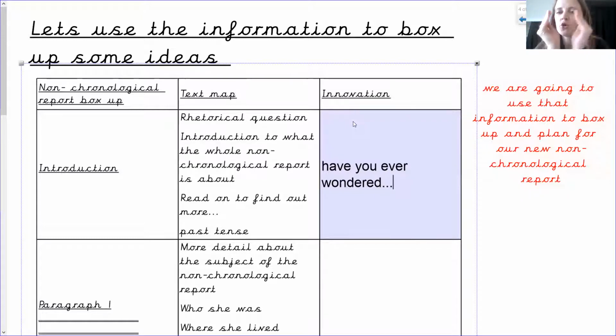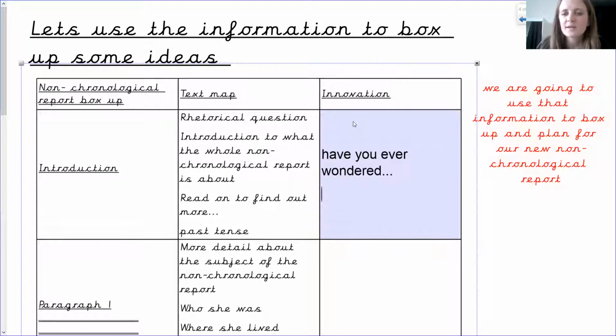We're going to turn our notes into sentences in the next lesson. We're going to look at doing that. So this is just key ideas that I'm writing down. So have you ever wondered is a good start to a rhetorical question. You could also say, do you want to know? You could say, have you thought about, I suppose, is another one. So it can be something like that.